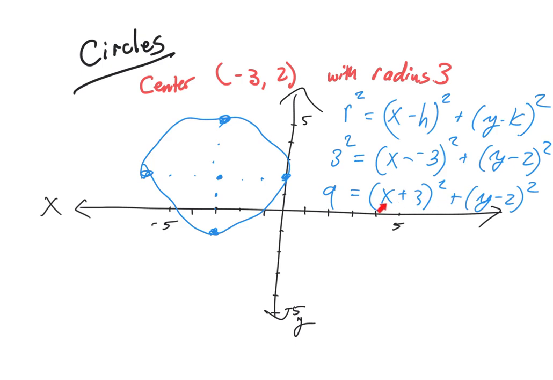You could actually, if you wanted to, FOIL this out and FOIL that out and make a very giant equation. So it'd be x squared plus 6x plus 9 plus y squared minus 4y plus 4. And then you'd bring the 9 over and have this whole thing equal to 0. And then you could do all sorts of things with that. But for what we're going to do, we're just going to leave it at this.